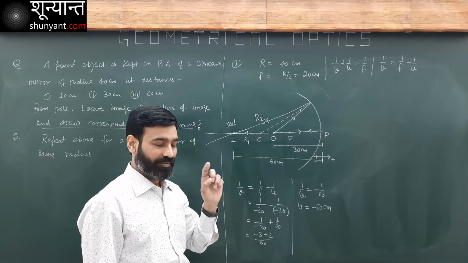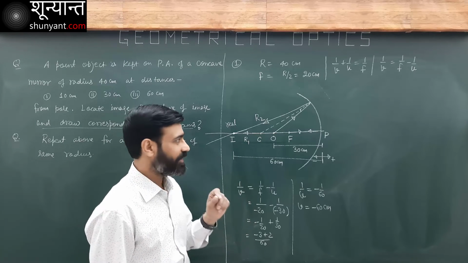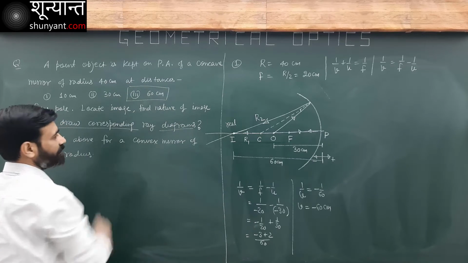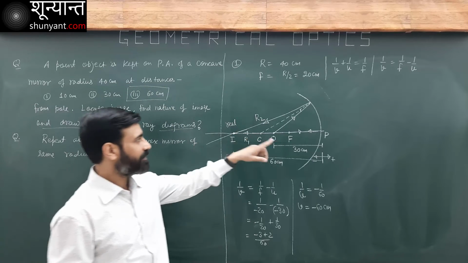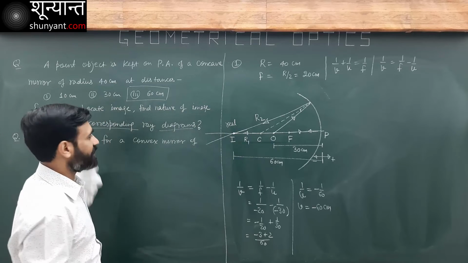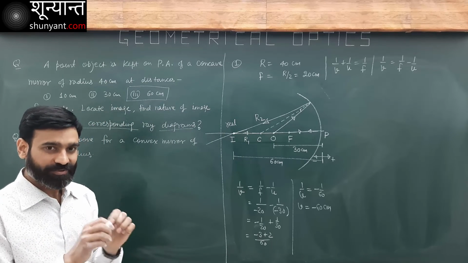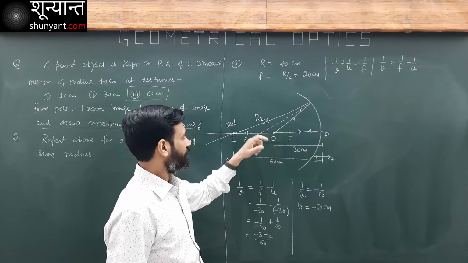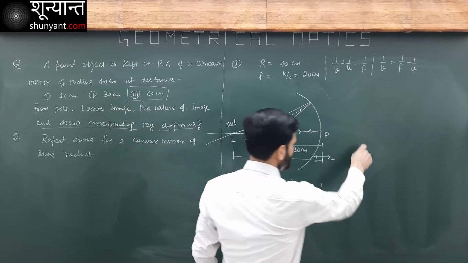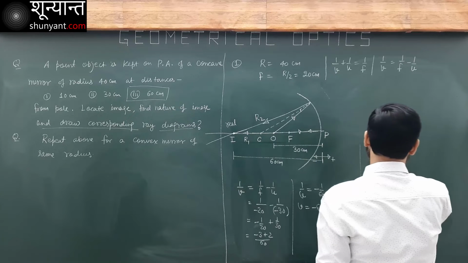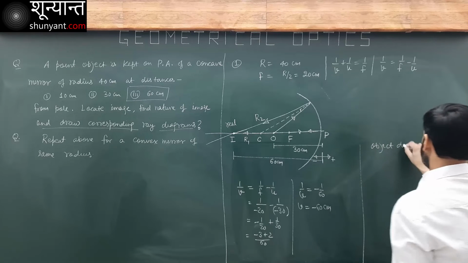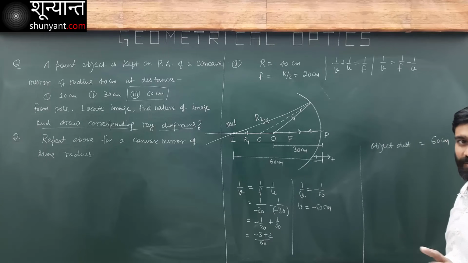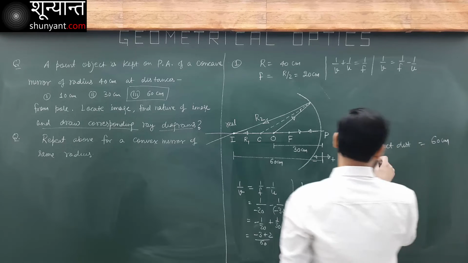Now, a very interesting thing. When you solve this one, 60 centimeter. So what we get? We get virtual image in the first case, real image in this case. In both cases, my object is real. Now, if I solve the second case, object distance is 60 centimeter. Let's see, we are going to get one very interesting answer.